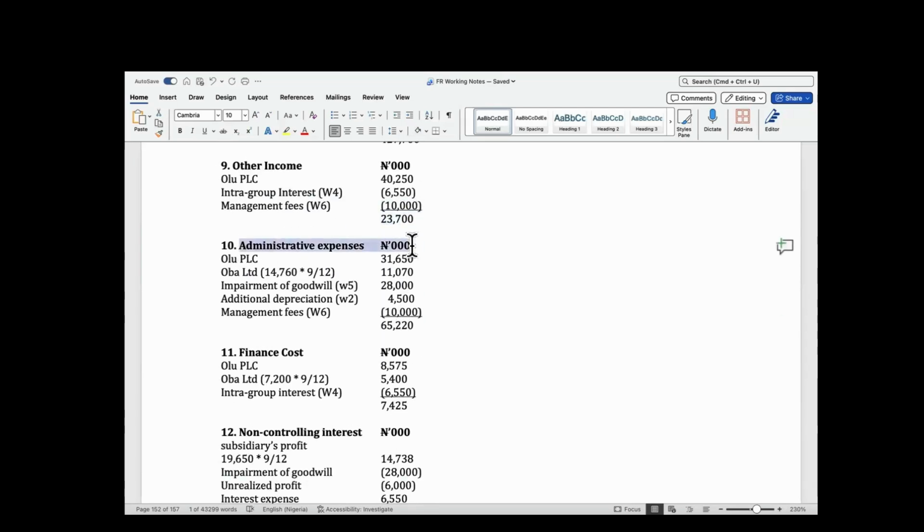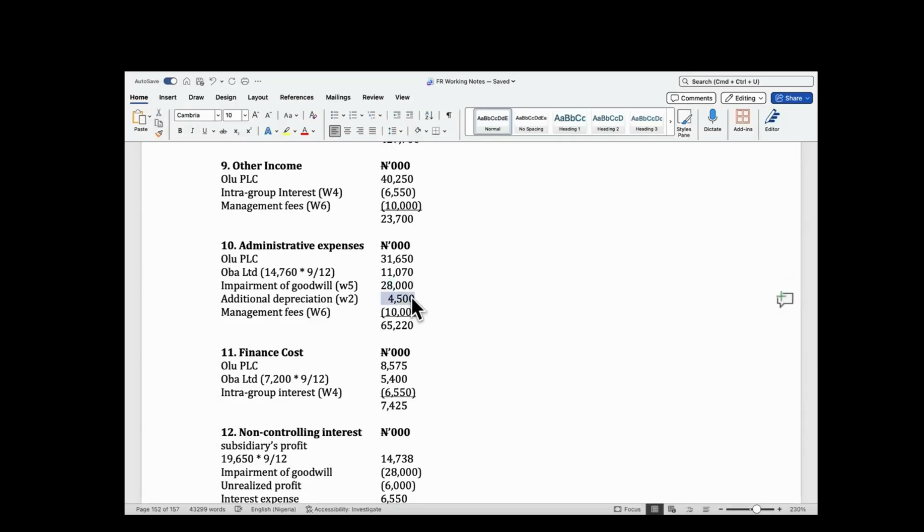Admin, parent, 31,650. Subsidiary, we take 9/12 of that of subsidiary, brings us to this. Yeah, so impairment, that impairment of goodwill, we add it as expense, but it's of the subsidiary. It doesn't really matter which, but you need to understand that it's been added to that of the subsidiary because NCI is measured at fair value.